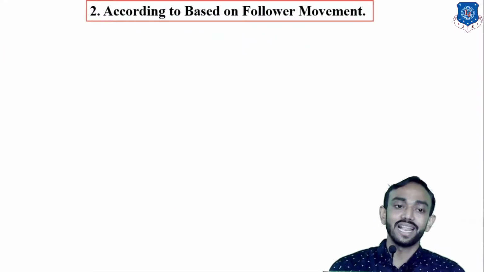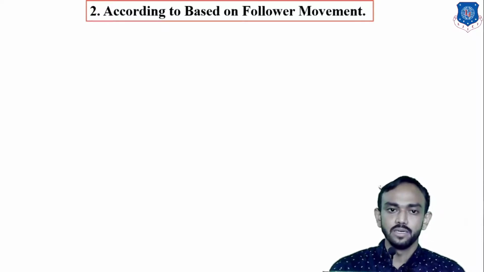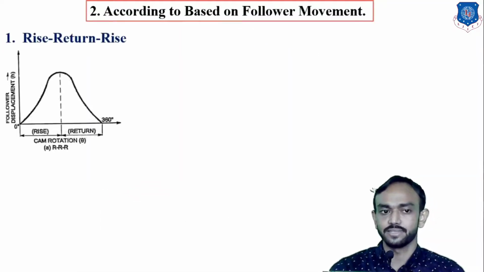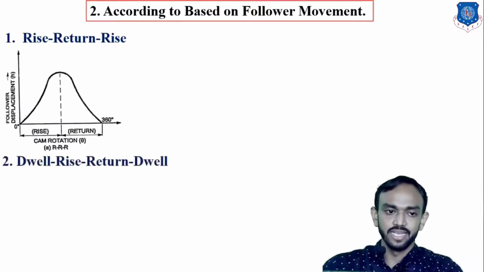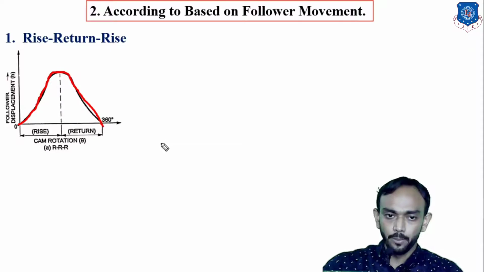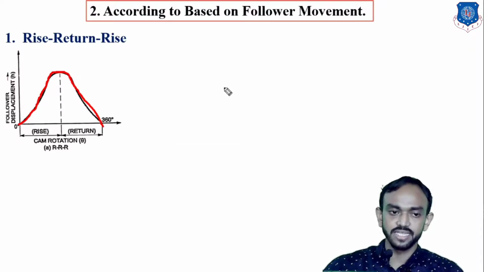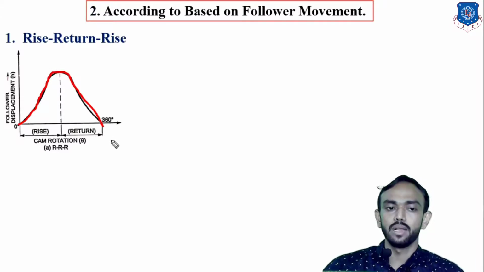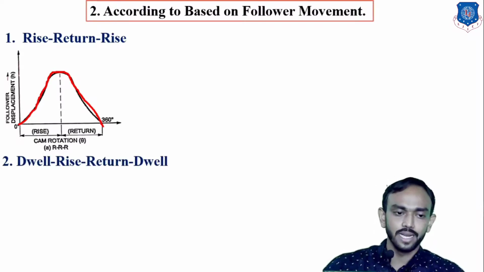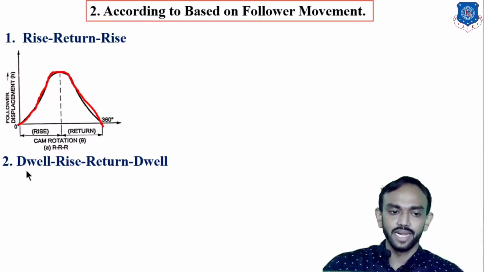The second criterion for the classification of cam is based on the motion of the follower. According to how the follower moves, we can classify it as rise-return-rise. You can see here the follower rises first and again returns. In one complete 360-degree revolution of the cam, the follower will move upward and downward. Only a simple rise-return-rise motion is there. After that there is also another type, the dwell type.